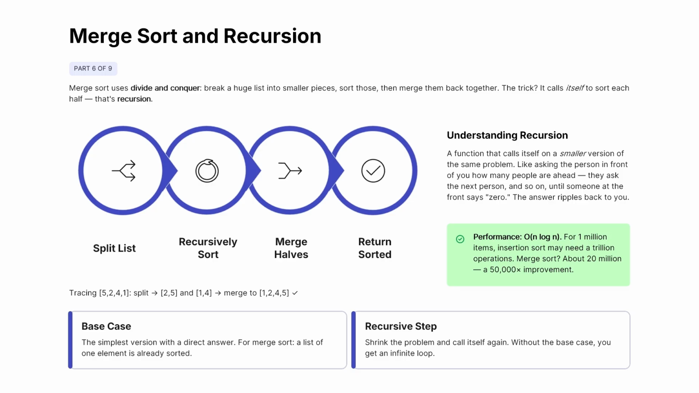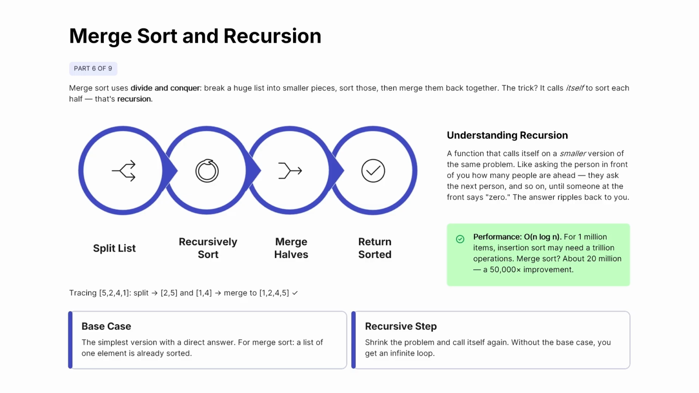Recursion is when a function solves a problem by calling itself on a smaller version of the same problem. Think of it like this. You're in a long queue, and you want to know how many people are ahead of you. You could count, or you could ask the person in front of you. They ask the person in front of them, who asks the next person, and so on. Eventually, someone at the very front says, 0 people ahead of me. That answer ripples back, 1, 2, 3, all the way to you. That ripple is recursion.